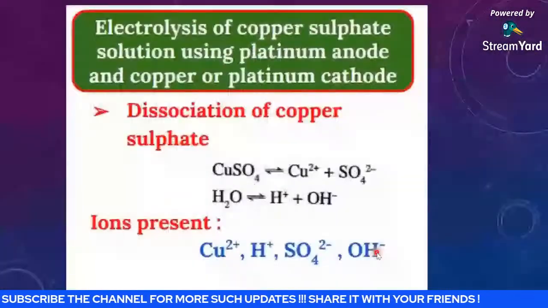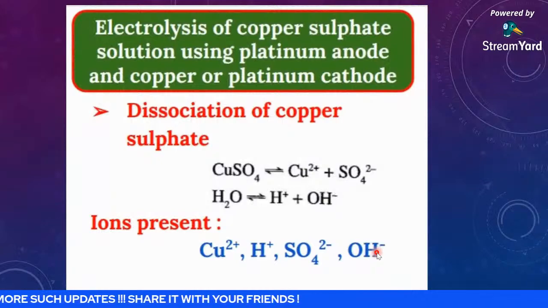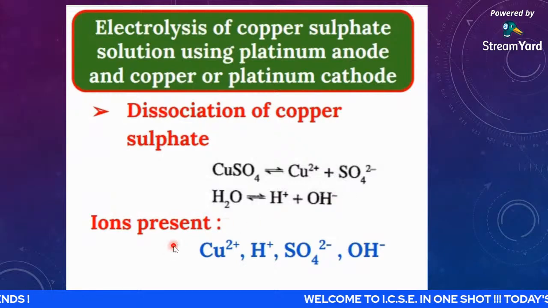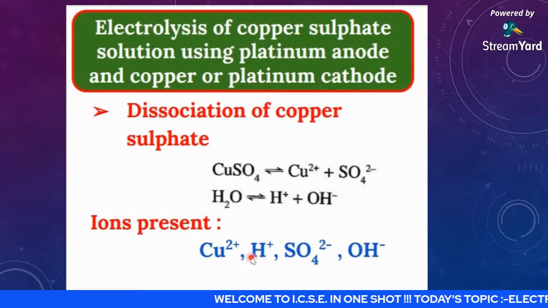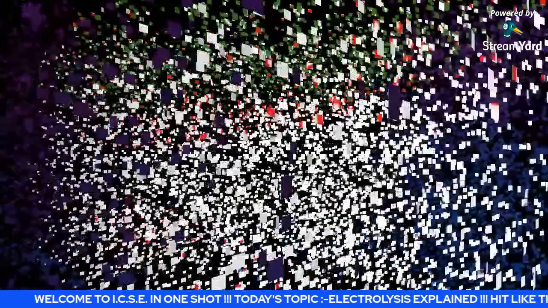Now, electrolysis of copper sulfate using platinum anode and copper or platinum cathode. What happens is that you see a similar reaction. I'm not going in depth that much. Ions present: copper, Cu2+, H+, SO4 2-, and OH- respectively.